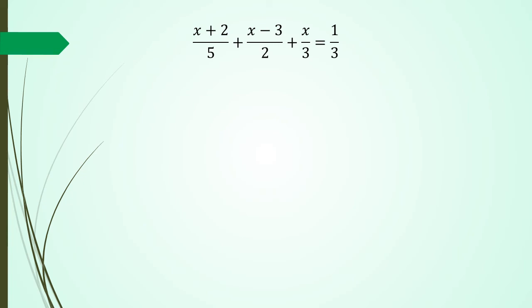Alright, I'm hoping you've had a chance to look at it. So in this case, I want to get rid of the 5 first. So I'm going to multiply everything by 5. So 5 there, and 5 there. When I do this, my first two 5's cancel out each other, and I'm left with x plus 2 plus 5 times x minus 3 divided by 2 plus 5 times x over 3 equals 5 over 3.